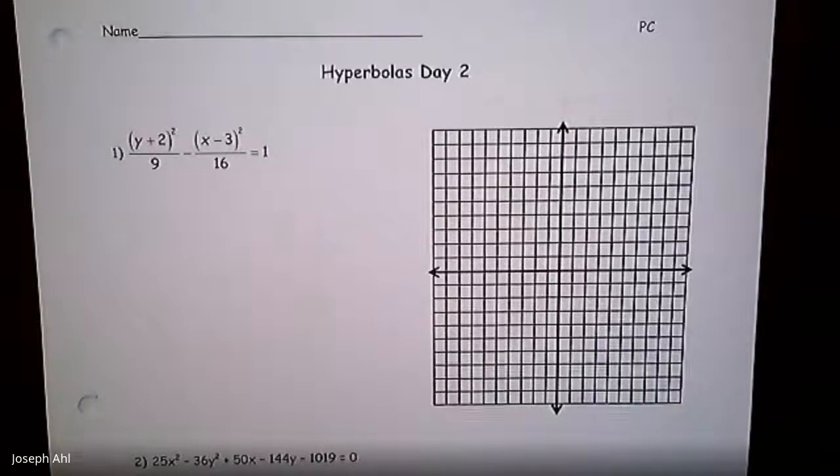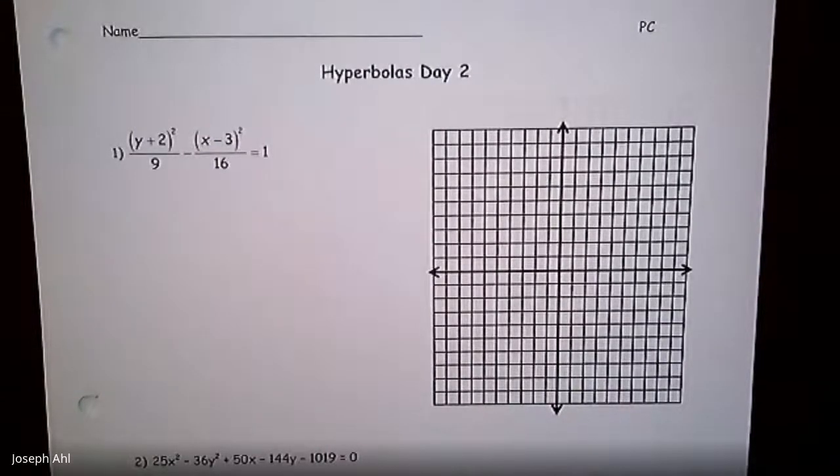Hi, pre-calc students. This is Hyperbolas Day 2. So we're going to be taking a look here today at some more sketching of hyperbolas, identifying all the key critical info. And then we'll also see how to get a hyperbola into standard form with a little bit of completing the square, just like we've done with the other conic sections.